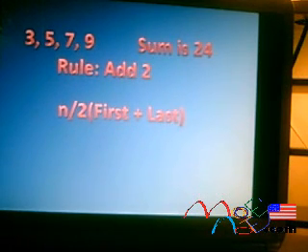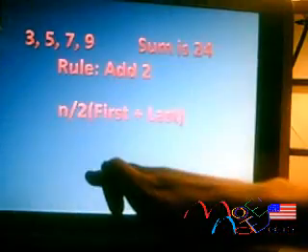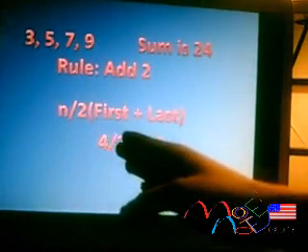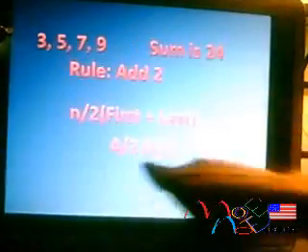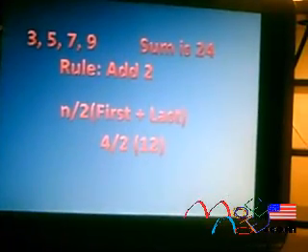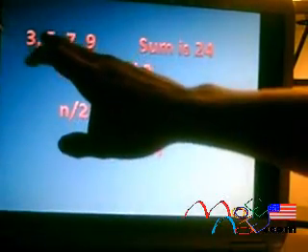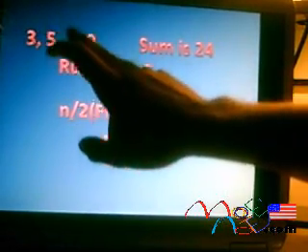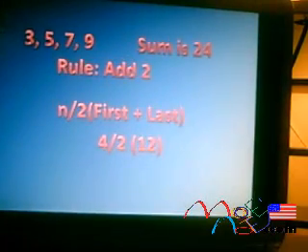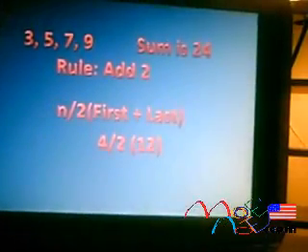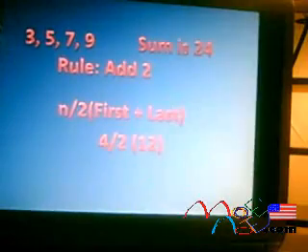You can do that for this too. What if you want to find out that the sum is 24? Well, number of terms is 4. 4 divided by 2 is 2. And the first plus the last is 12. And the reason that works is the first plus the last is 12. The second plus the second to last is also 12. The third plus the third to last, if there was one, would be 12. And if we go ahead and say 4 divided by 2 is 2, 2 times 12 is 24, like we had before.